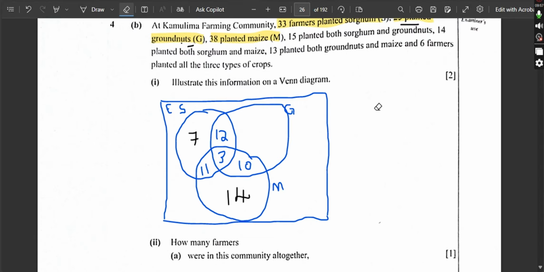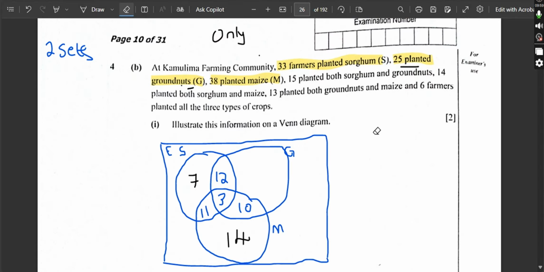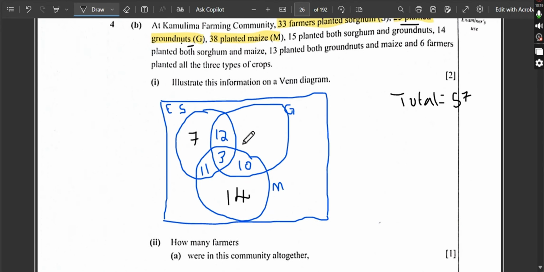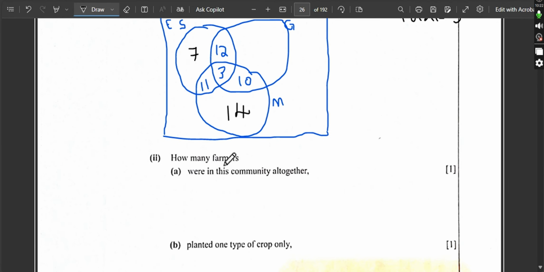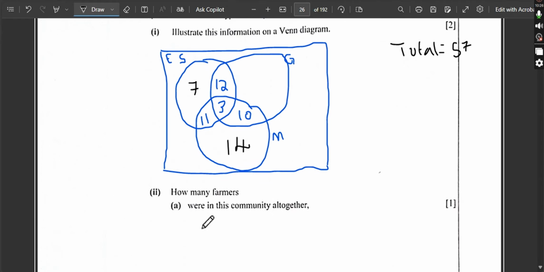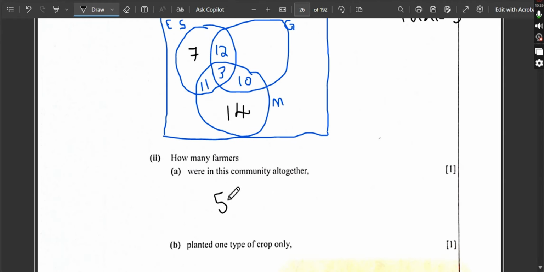So the total it's giving me when I add everything is 57. Let's go to the questions here. How many farmers were in this community? So you add everything here, which I have already done. 57 farmers.